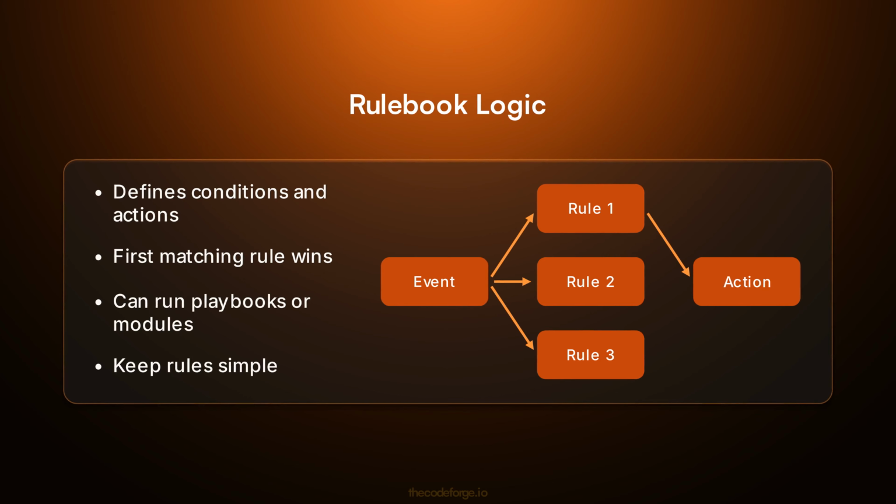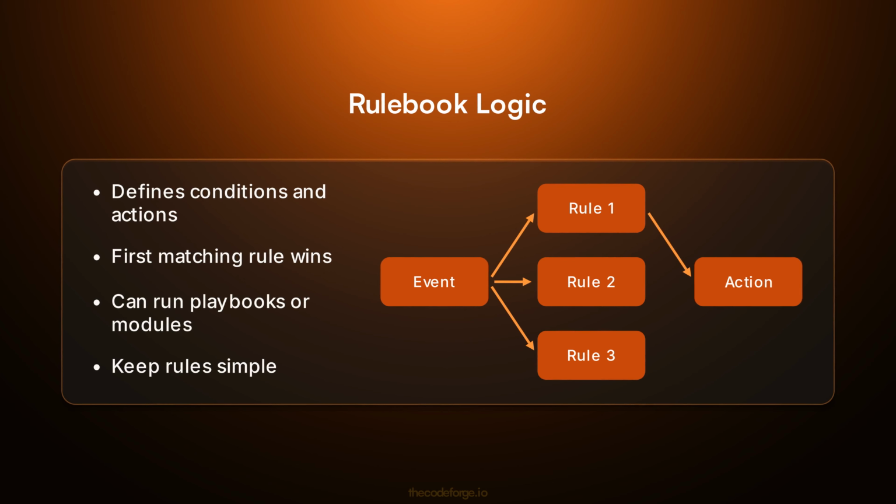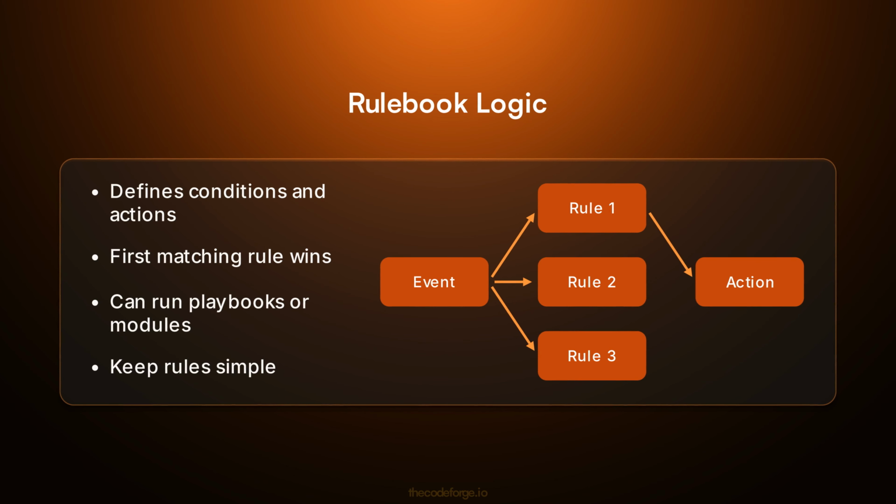Rulebooks are the brain of the operation. They define the logic. When an event arrives, what condition must be true and what action to take. Conditions can check event fields, nested values, or even run Jinja2 expressions. Actions typically run a playbook, but can also run a module directly or send a notification.